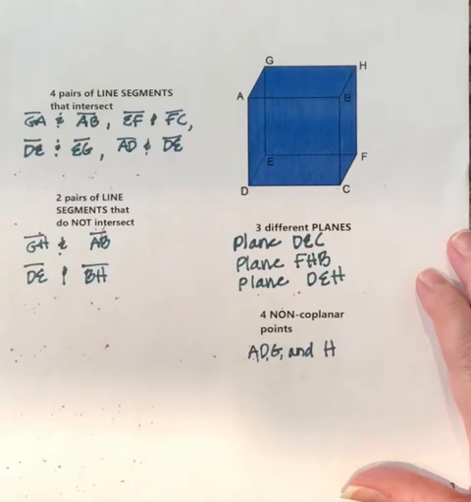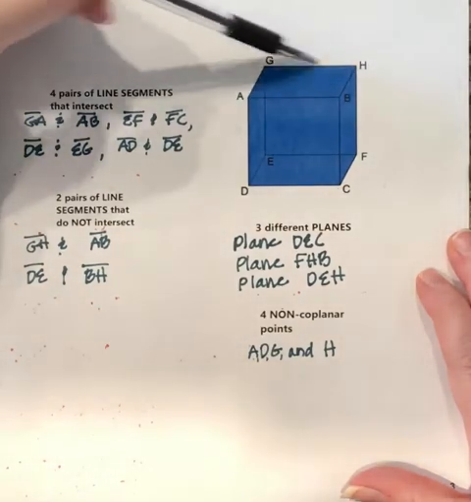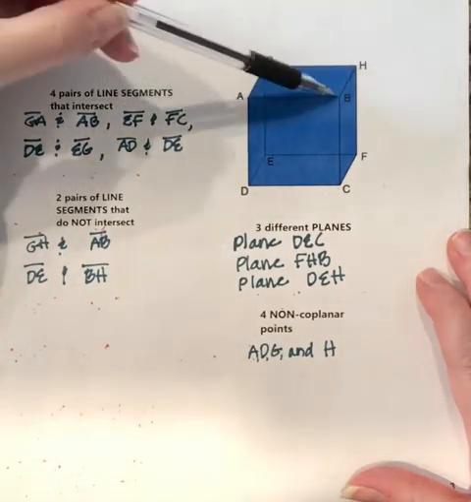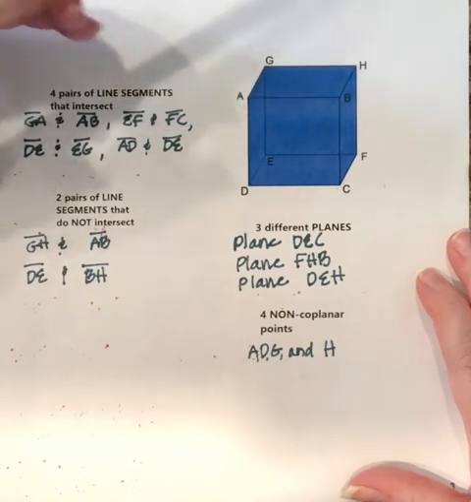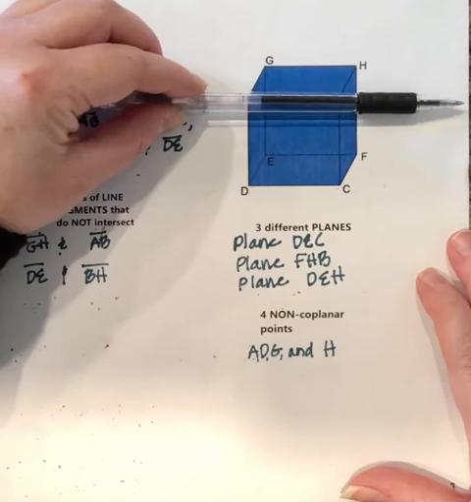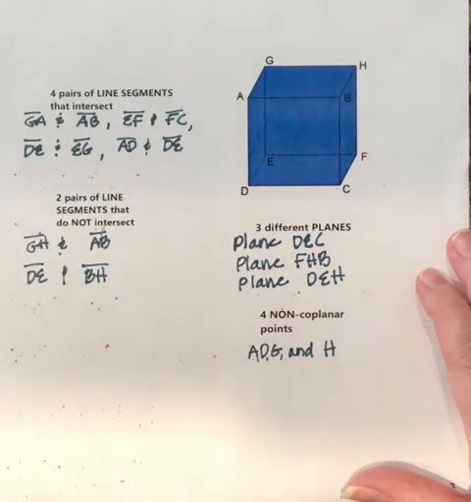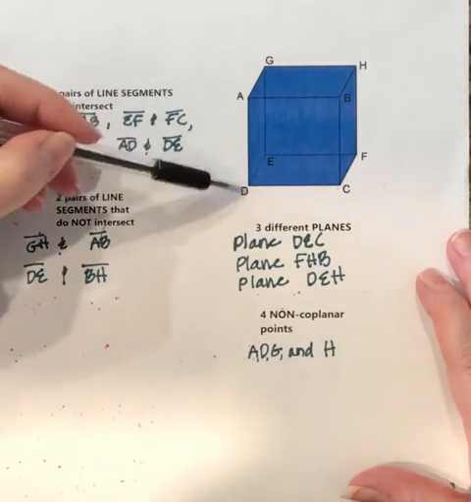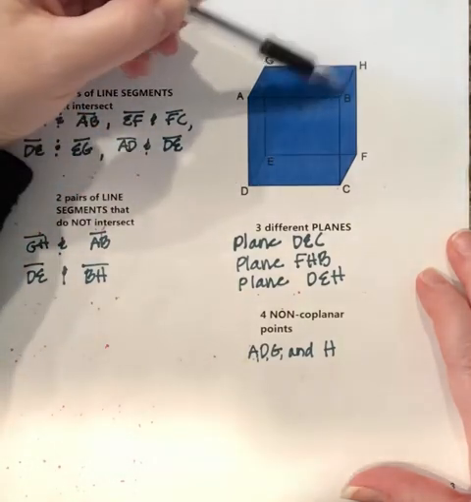Now, 2 pairs of line segments that do not intersect. I'm just looking for something that no matter how far I extended the line, they would still never run into each other. So I have GH and AB. GH is right here and AB is right here. Again, no matter how far out I extended those pieces, they're parallel, they're never going to run into each other. DE and BH. DE is here, BH is here.